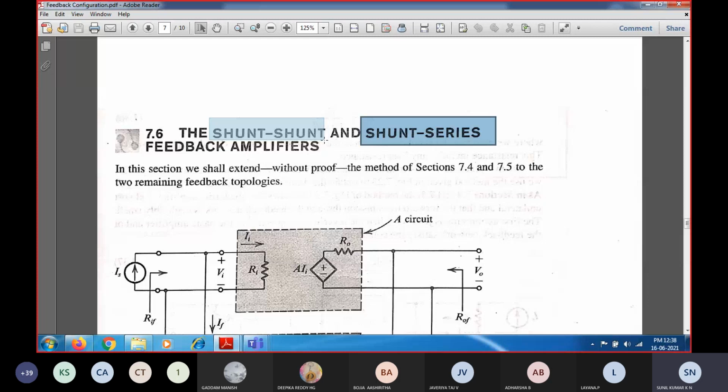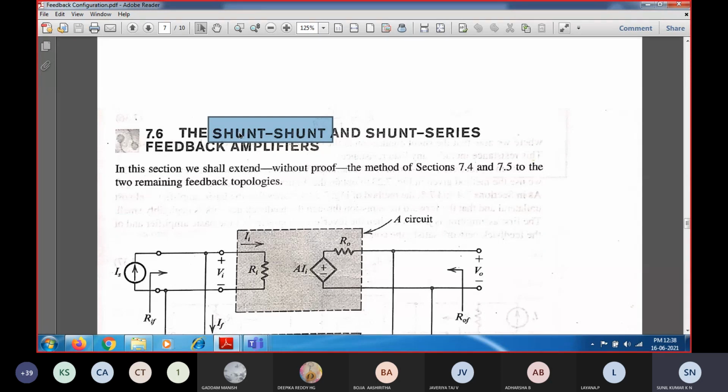So shunt. What does the name indicate? At the input side it is shunt, and at the output side it is also shunt. Shunt indicates that at the input side you must get Ri divided by 1 plus A beta. So in the final expression, Rif will be equal to Ri divided by 1 plus A beta.